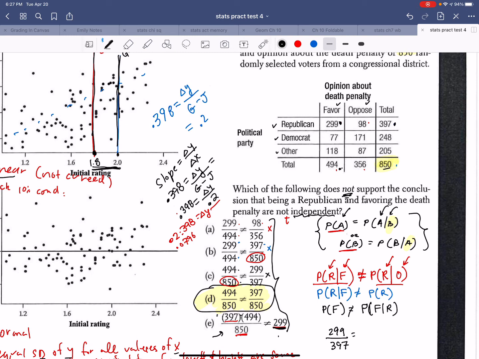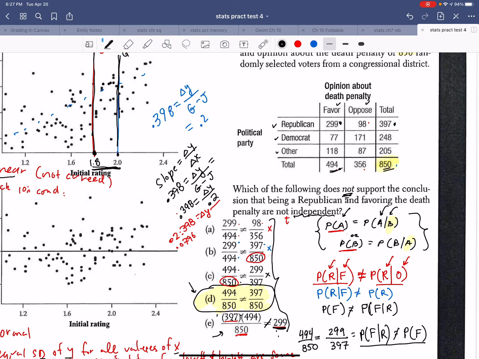So that would be equal to the ratio probability of favor given you're a Republican. And then what's left of my ratio is this 494 over 850. That's the probability of favoring in general. Notice they're telling us they're not equal, and this would have been a way to prove they were independent if in fact they were equal.